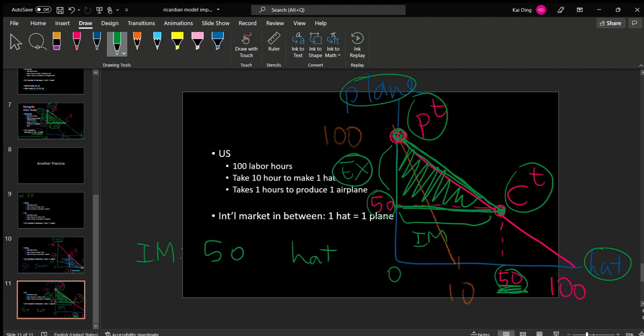Export corresponds to planes. This line goes from 50 to 100, so the length of it is 50. So with trade, the US purchases 150 hats from the international market and sells 50 planes to the international market.